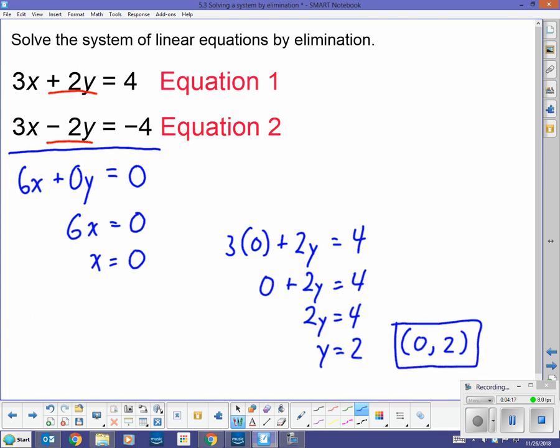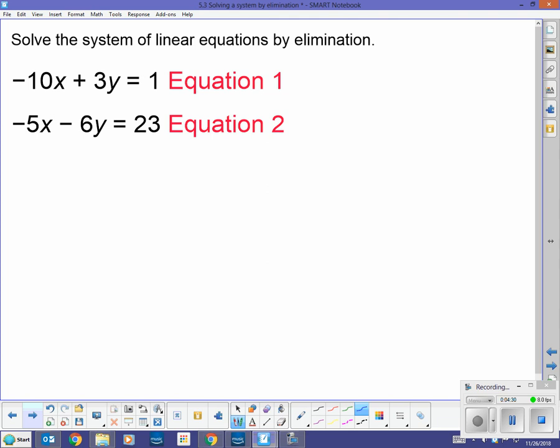Now, this was a very easy example because they gave us opposite pairs like this. They gave us opposite variable terms. But what happens if we don't have opposite variable terms? Like in this example here.